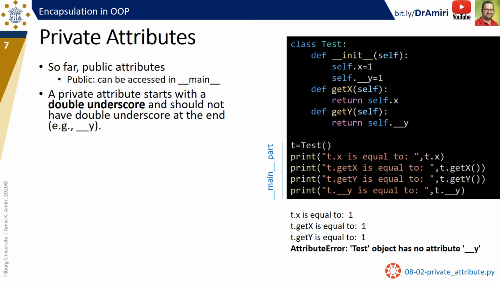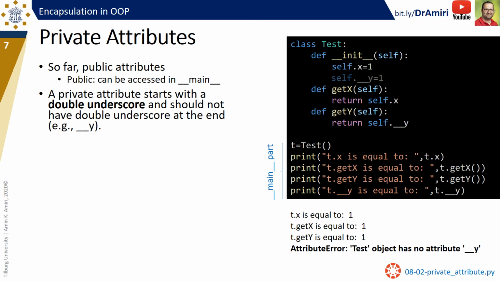Private attributes, however, are not accessible in the dunder main part. We show them in the class using two underscores. A double underscore before the name of an attribute or even a method means that that attribute or method is private. Note that you should not have another two underscores after the name of the private attribute. Otherwise, it's going to be dealt with differently.